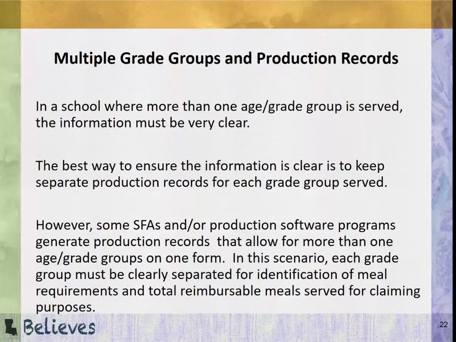In a school where more than one age grade group is served, the information must be very clear. And as we stated, it's best to keep separate production records in that instance. However, some SFAs or software programs utilized generate production records with a format that allows for more than one age grade group to be on one form. And in this scenario, each grade group must be clearly separated for identification of meal requirements and total reimbursable meals served for claiming purposes.